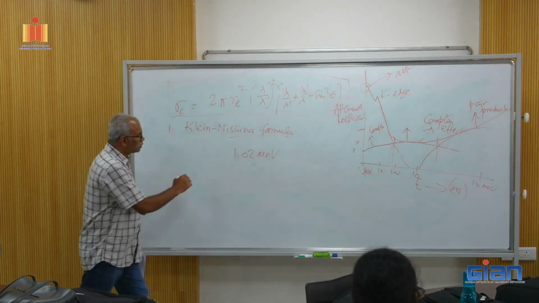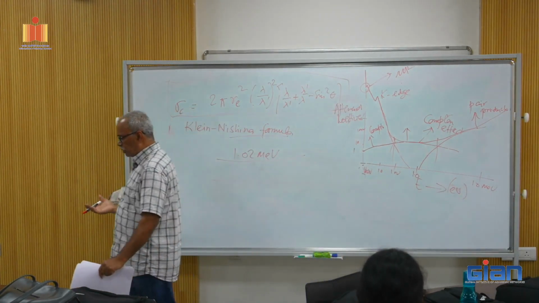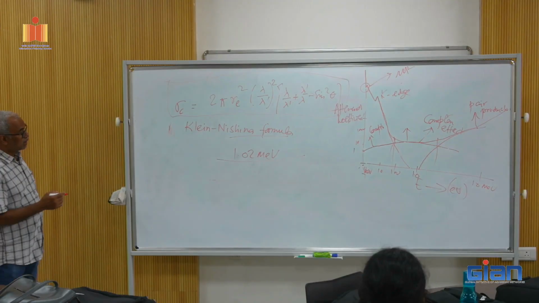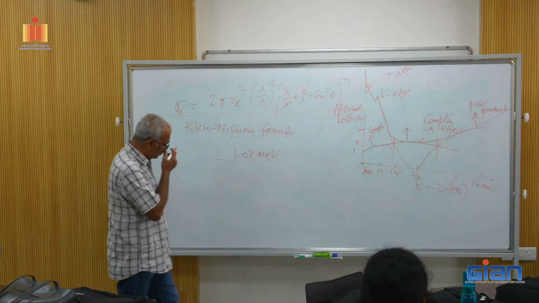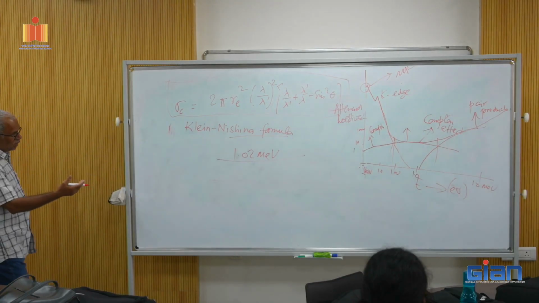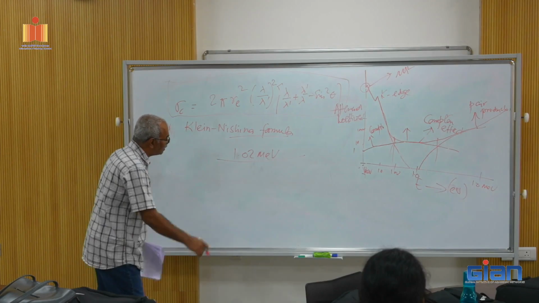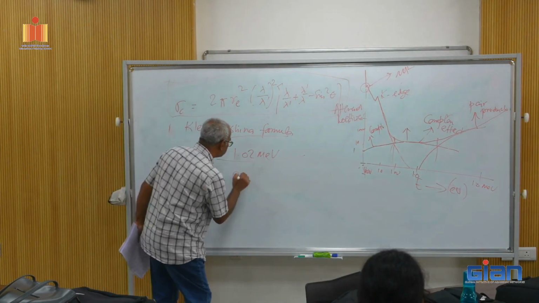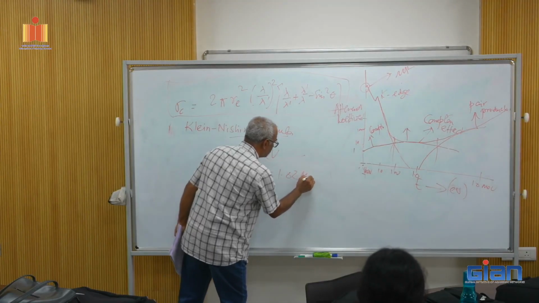So what is so special about 1.02? Now we know that the electron mass is 0.5 MeV, and from relativistic Dirac theory that we have learned, the antiparticle will have exactly the same mass as the particle. So if you combine electron and positron mass, it will be 1.02 MeV.